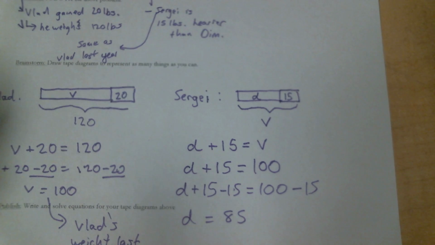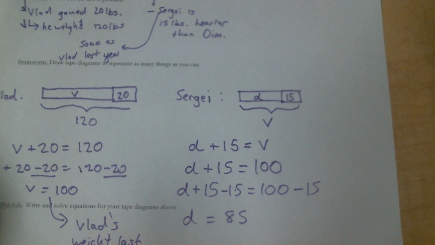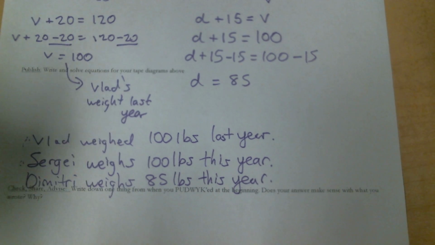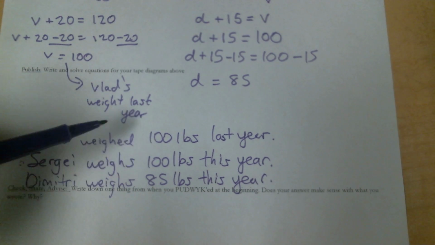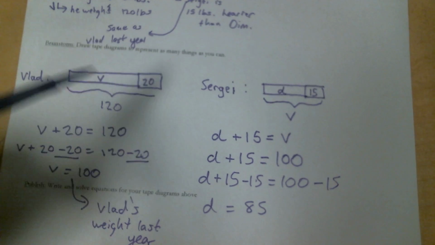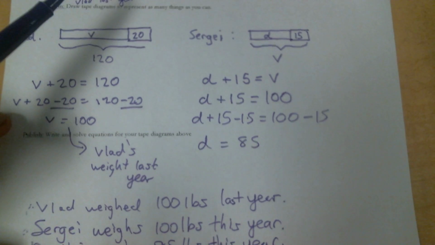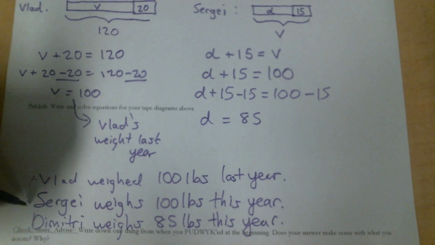So now we can check and see. So we know Sergey and Vlad have to weigh the same amount last year. They have to weigh the same amount, so they're both 100. But then we also know Vlad gains 20 this year, so he is 20 pounds heavier. So let's see if this makes sense. Is 100 plus 20 120? It sure is.